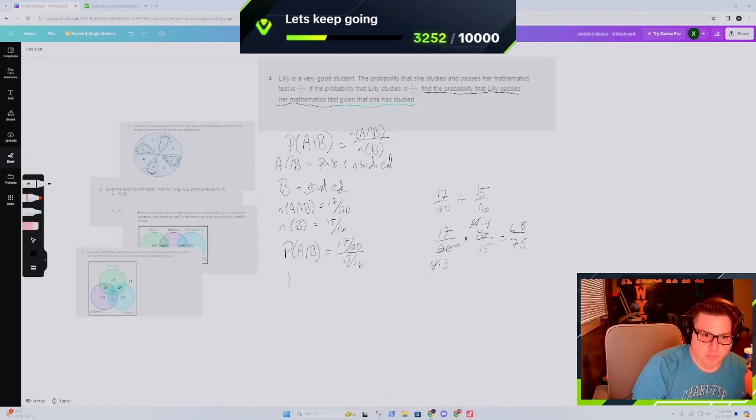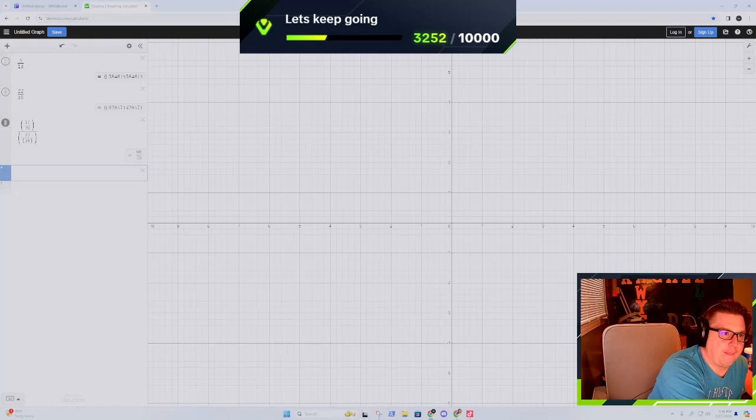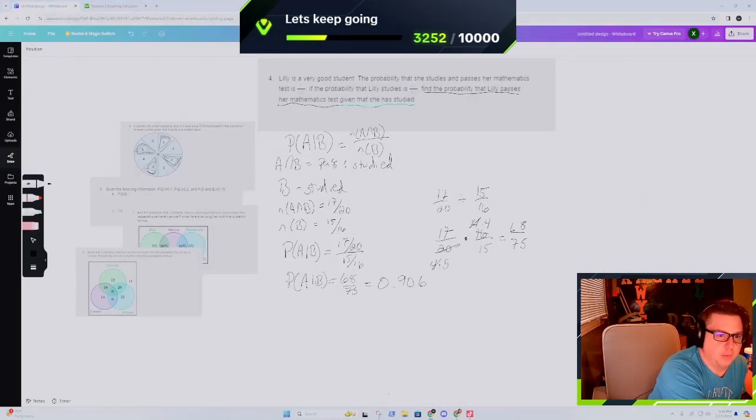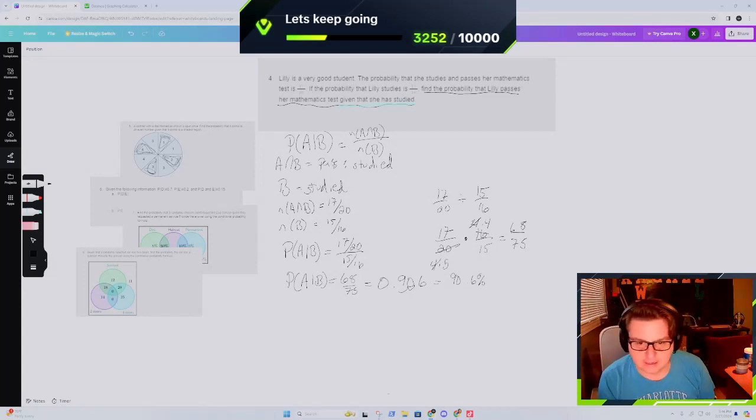So the probability of A given B equals 68 over 75, which is equal to 0.906 repeating. 906 repeating, so I'm okay with that. Move it 2 spots to our right, and we're left with a 90.6% chance of passing, given that she studied.